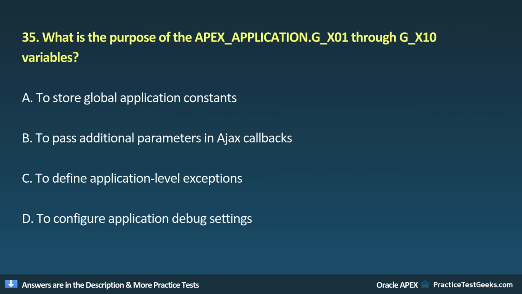A. To store global application constants. B. To pass additional parameters in AJAX callbacks. C. To define application-level exceptions. D. To configure application debug settings.